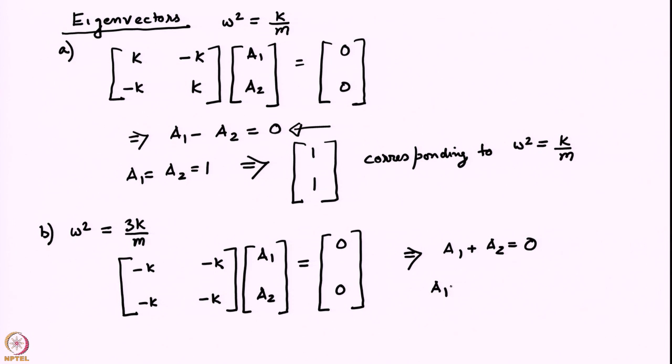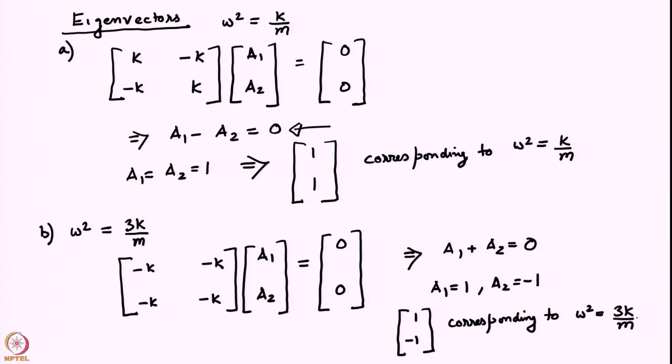So we have a1 is equal to 1, a2 is equal to minus 1, and so we have an eigenvector 1 minus 1 corresponding to omega square is equal to 3k by m. Here also you could have chosen 2 minus 2 or minus 2, 2, and all of which would also be an eigenvector. You can multiply this 1, 1 by any positive or negative number, and what you get would still continue to be an eigenvector corresponding to the eigenvalue 3k by m.